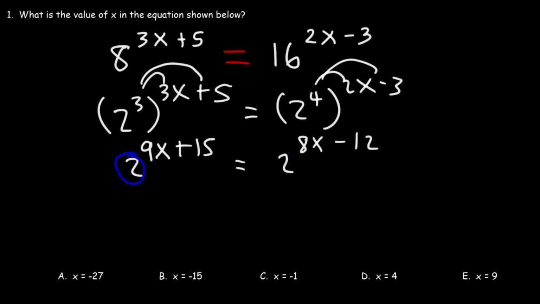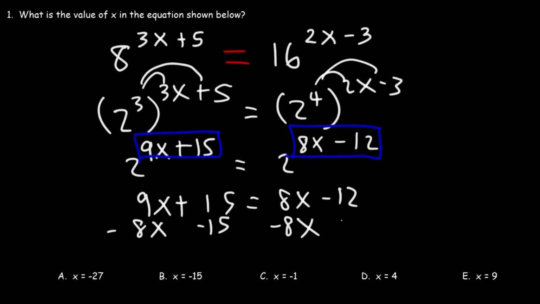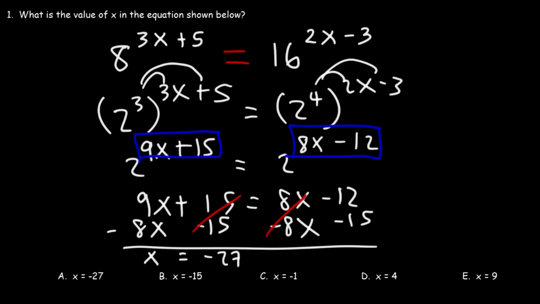So now that the bases are the same, what we can do is set the exponents equal to each other. So now we could say that 9x plus 15 is equal to 8x minus 12. Now, let's subtract both sides by 8x, and at the same time, we can subtract both sides by 15. On the left side, we have 9x minus 8x, which is 1x. On the right side, negative 12 minus 15, that's a negative 27. So we can see that the answer is answer choice A, x is equal to negative 27.